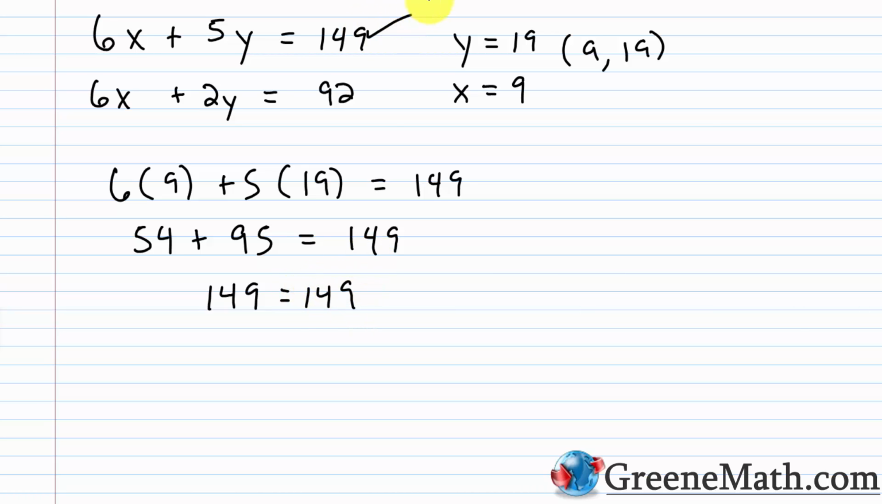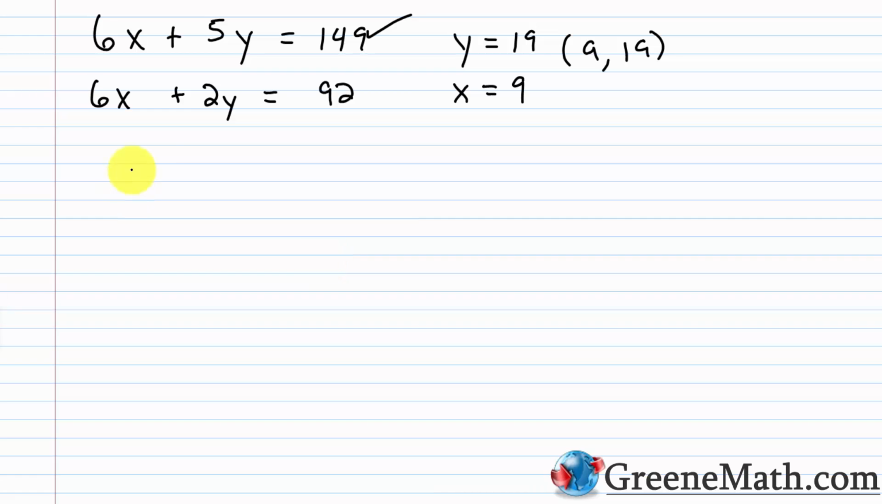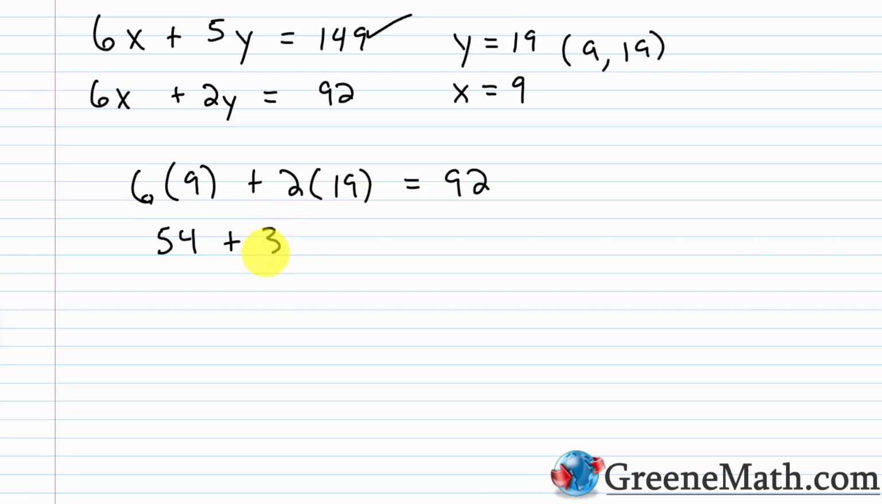Let's look at the second equation. All right, for the second one, we're going to, again, plug in a 9 for x, so we'd have 6 times 9, plus 2 times, for y, we're plugging in a 19, and this should equal 92. 6 times 9, again, is 54, plus 2 times 19, that's 38. This should equal 92. And 54 plus 38 is 92. So you get 92 equals 92. So yeah, checks out here as well.